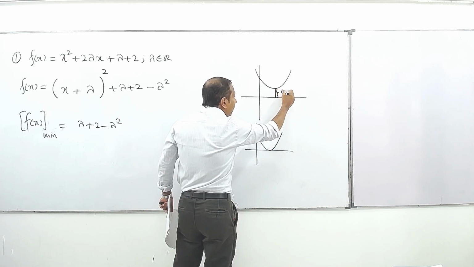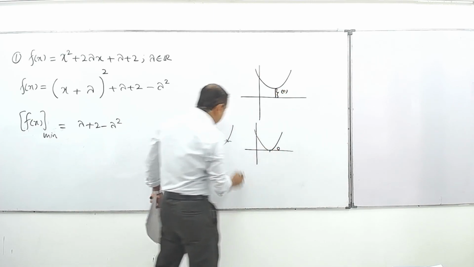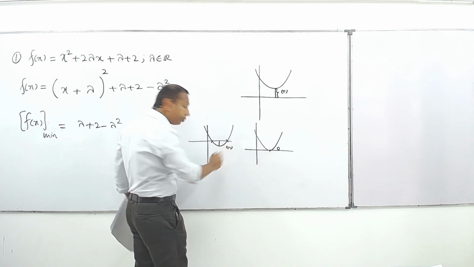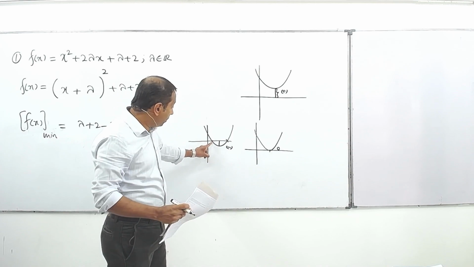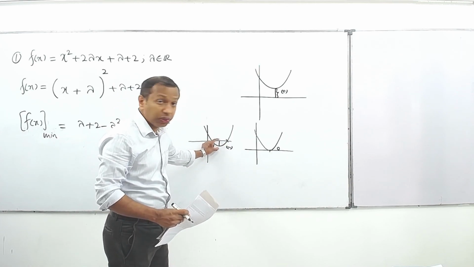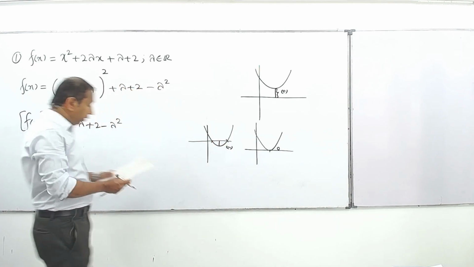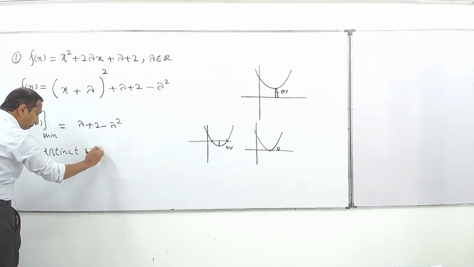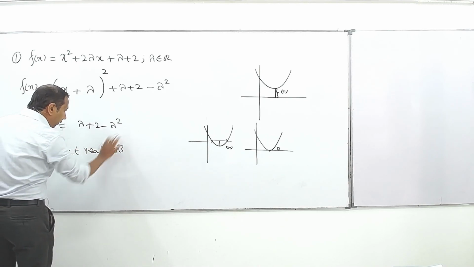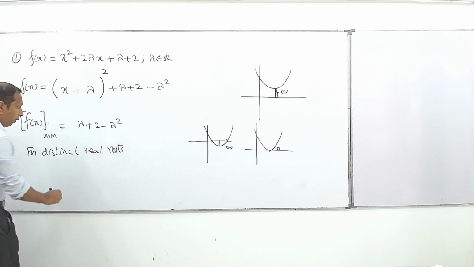In this case, this height is positive. In this case, this height is 0. In this case, this height is negative. Understood? So therefore, in order to have distinct real roots, this minimum value should be negative. For distinct real roots, the minimum value should be negative.